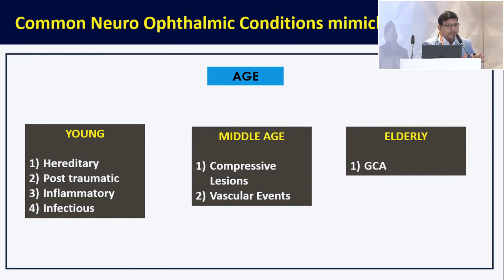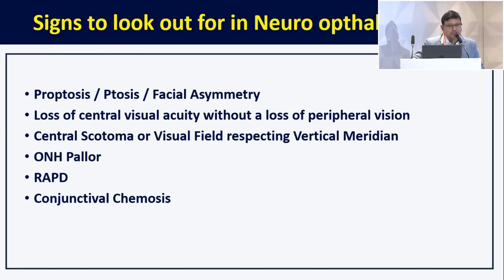So for the young patients with something out of the box, think of a hereditary abnormality, post-traumatic, inflammatory, or infectious. In middle age, think of a compressive lesion or a vascular event. Elderly, think of something like a GCA. So you have to look out for any signs, a proptosis, a ptosis, a facial asymmetry. Very, very important, loss of any central visual acuity without a loss of peripheral vision, a central scotoma or the visual field respecting the vertical meridian, any pallor out of proportion to the cupping, an RAPD, any conjunctival chemosis or the other signs.